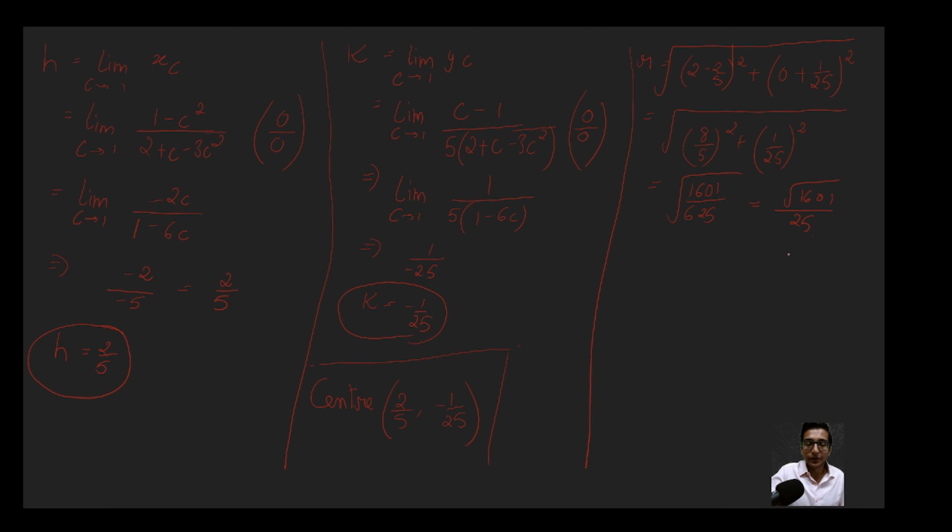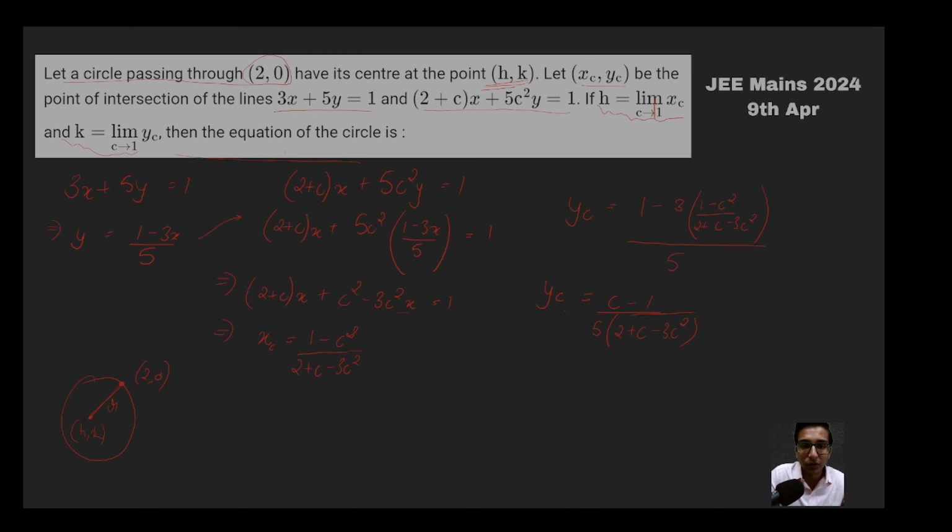Now we have to find the equation of the circle. We know the center, we know the radius. Simply we can write it down in our standard format. So (x minus 2 by 5) whole square plus (y plus 1 by 25) whole square is equal to 1601 by 625. Simply r square can be written in this format. So this is our answer. This is the equation of the circle that I was trying to find out.